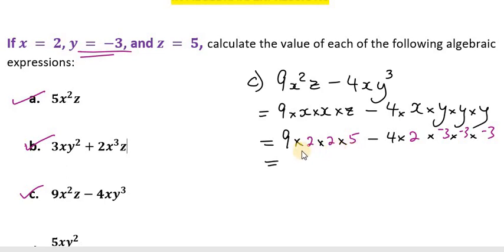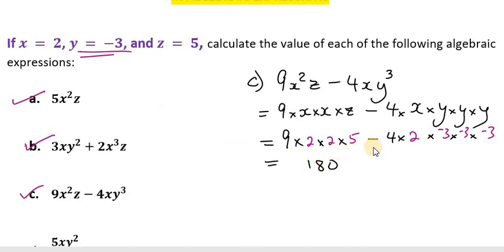And 2 5s, 10. So that's 18 times 10, which is 180. This will give us 18. This will give us 10 when multiplied. So that's 2 9s, 18. 18 times 10 is 180.